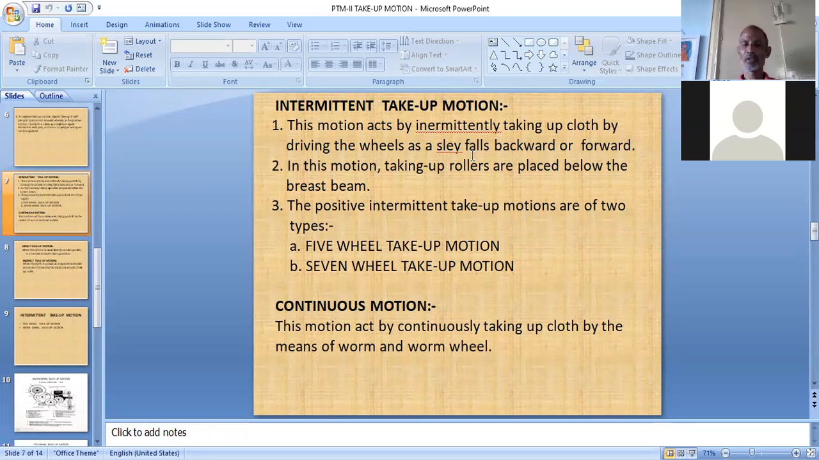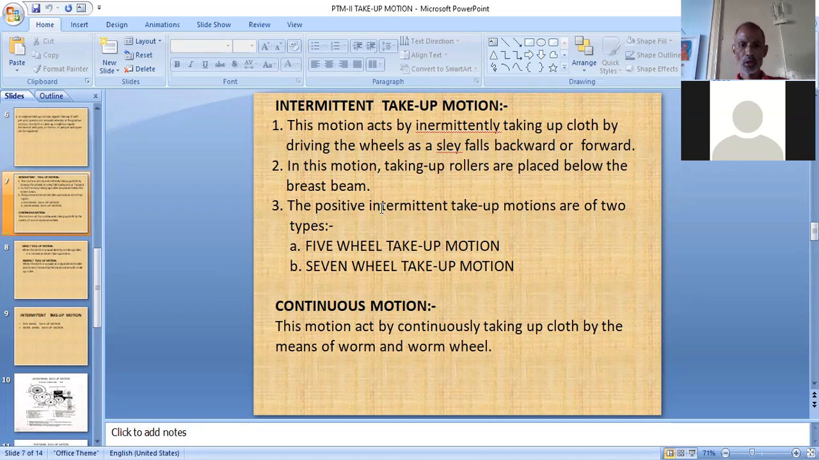And for that we are using some chain of wheels or number of wheels in that motion, and it is getting motion from the sley when it is moving backward or forward. Any movement of the sley can be used to get the drive for this intermittent take-up motion. In this motion, taking up rollers are placed below the breast beam. Taking up roller जो है वो just breast beam के नीचे की तरफ रहता है.